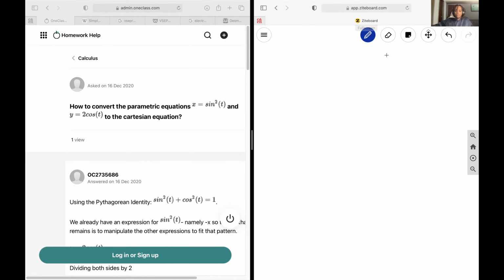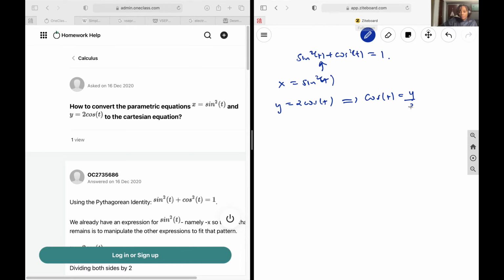Okay, next up, I would like to convert the parametric equations into a Cartesian equation. I'm going to make use of the identity that sine squared t plus cos squared t is equal to 1. With the scenario where x is equal to sine squared t, I already have it in the form that I like. Next, in y is equal to 2 cos t, I'd like to solve for cos t. So cos t is equal to y over 2, and this would mean that cos squared t is equal to y squared over 4.